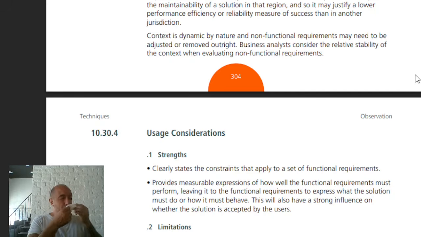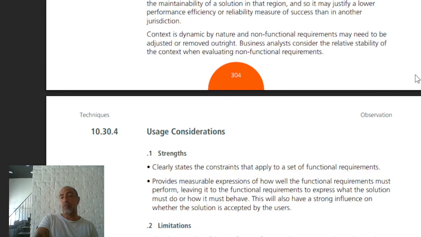Context is dynamic by nature, of course, which means it shifts, it changes. It's a cultural thing as well. And non-functional requirements may need to be adjusted or removed outright. Business analysts consider the relative stability of the context when evaluating non-functional requirements.